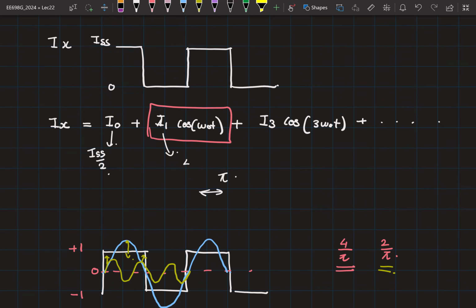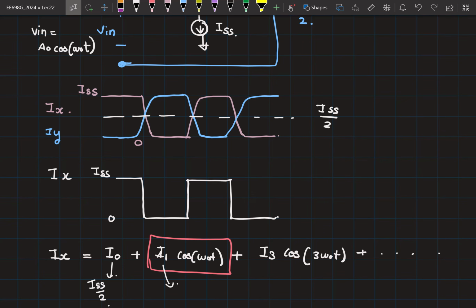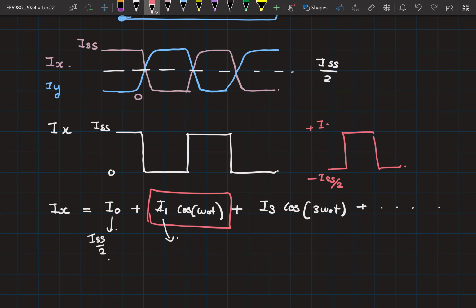Okay, so now in this particular case, you have the signal going from 0 to ISS. If you remove the DC component, then you will get minus ISS by 2 to plus ISS by 2. So I1 should be 4 by pi into ISS by 2. Is this okay? Any confusions on this?